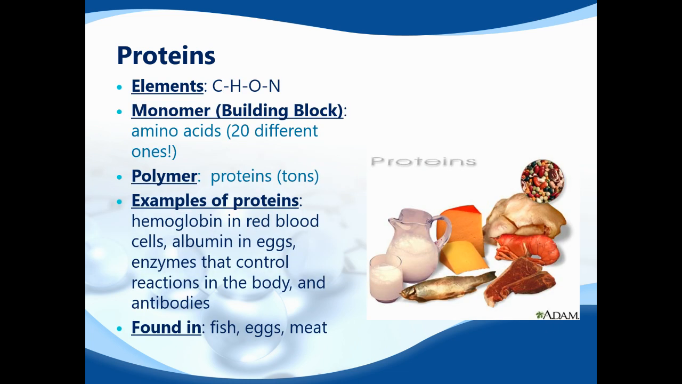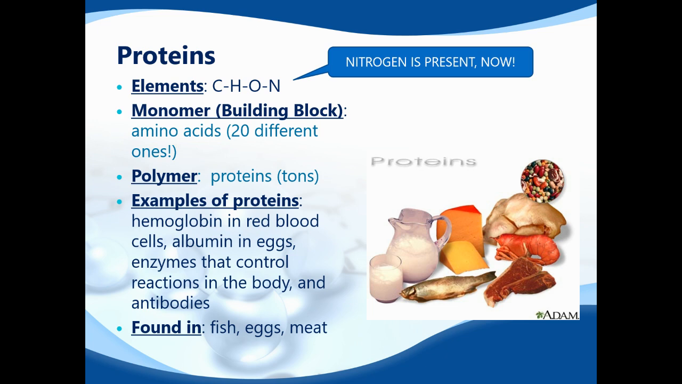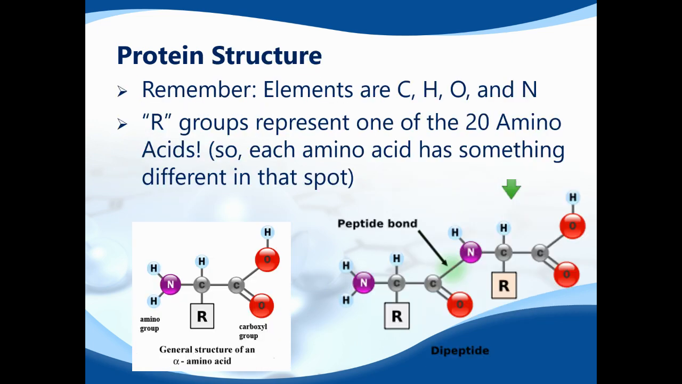The elements that comprise protein are carbon, hydrogen, oxygen, and nitrogen. The monomer, the building block of protein, is the amino acid. Proteins usually comprise a long chain of amino acids, which is the protein or polymer. Examples of protein are hemoglobin in red blood cells and albumin in eggs. Enzymes that control reactions in the body are also proteins, as are antibodies, and proteins are found in fish, eggs, and meat. Nitrogen is also present now.